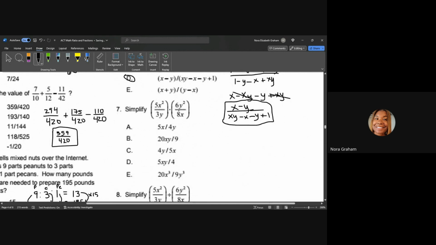We're multiplying fractions. So when we multiply fractions, we just multiply across. We multiply across and we have our variables. We just multiply our like variables, right? So we do 5 times 6. 5 times 6, that's going to give me 5, 10, 15, 20, 25, 30.